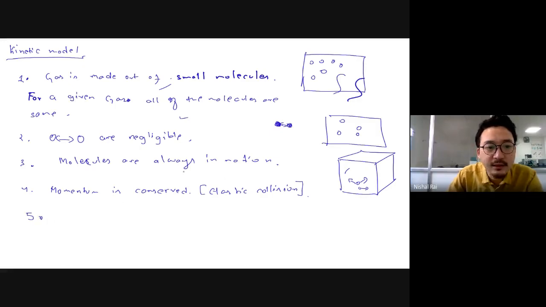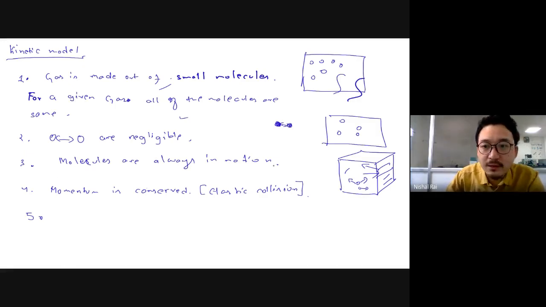Because once it is set into motion, it also collides with the walls. So the collision with the walls is also what? Yeah, elastic. Clear? The molecules are perfectly elastic. That is the whole idea.